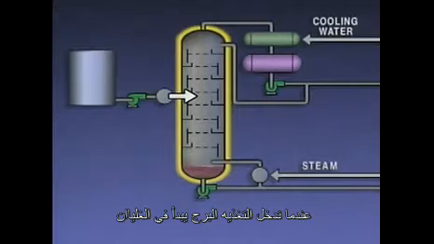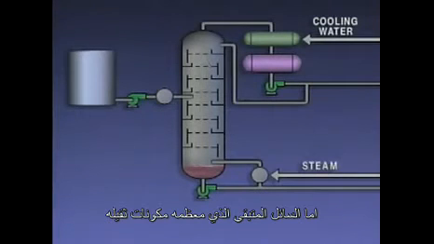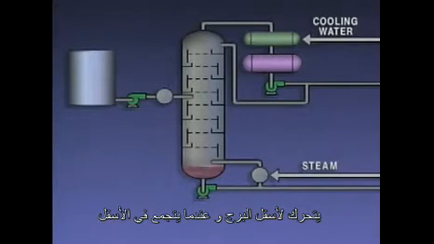it starts to boil. The vapors from the boiling liquid, which primarily contain the lighter components in the feed, rise in the tower. The remaining liquid, which consists primarily of the heavier components in the feed, moves down the tower and collects at the bottom.